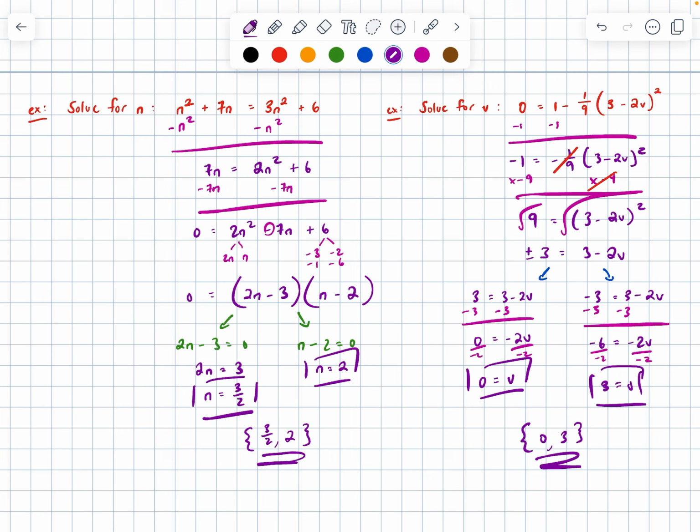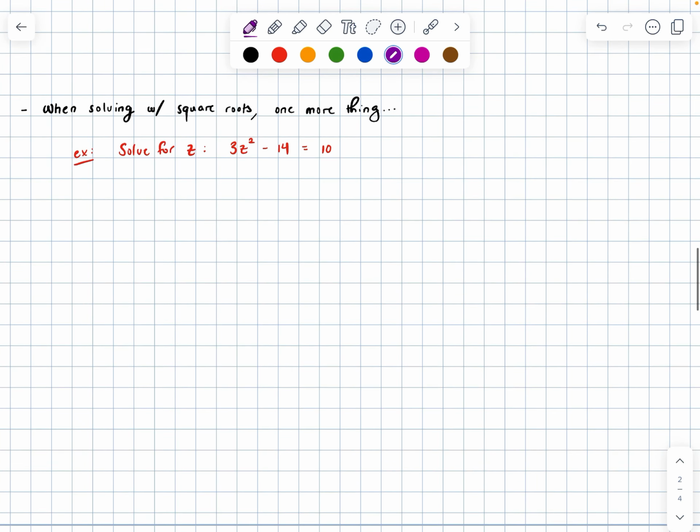Cool. Now let's up the ante just a tiny bit. Today is mostly review, but there's one thing that I want to show you that can happen when you solve specifically with square roots. Let's take this guy, 3z squared minus 14 equals 10. Now your opening move should hopefully be easy to you, right? I'm going to begin reverse order of operations by adding 14 to both sides. So this is going to reveal 3z squared is equal to 24.